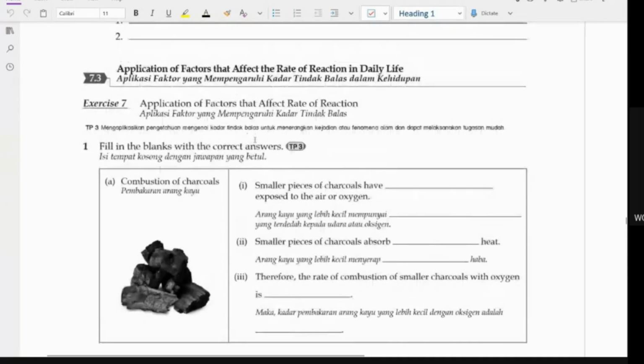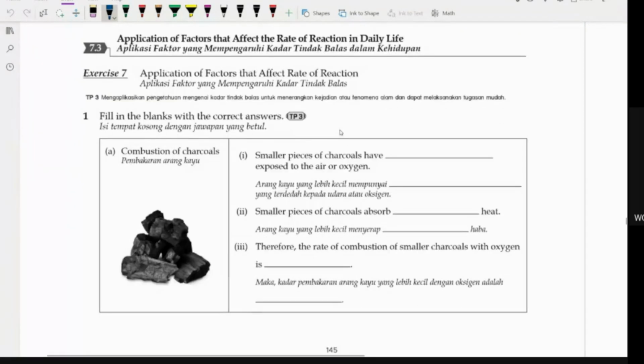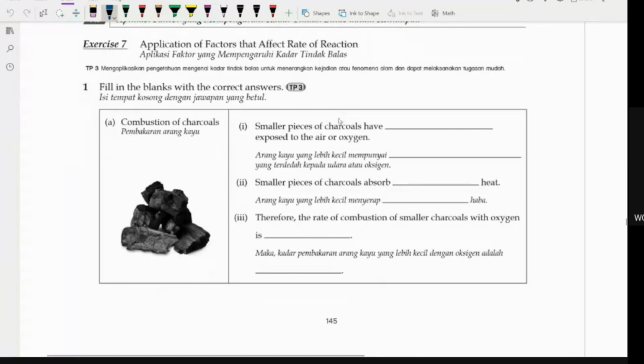So class, now we are looking at 7.3, application of the factors that affect the rate of reaction in our daily life. Now we look into how the factors affect the rate of reaction. We have 5 factors altogether, right? So we look into them one by one. How is the application of these factors that will affect the rate of reaction?